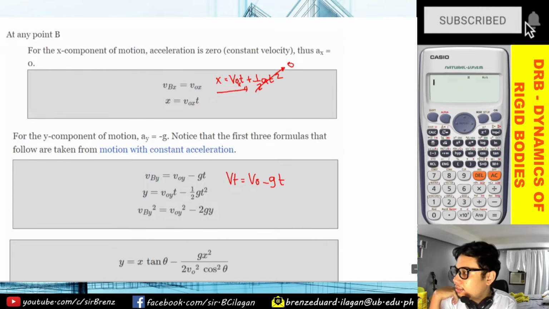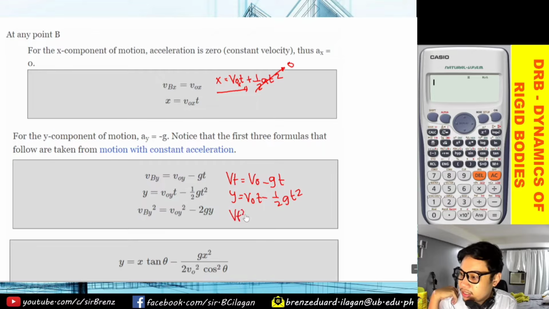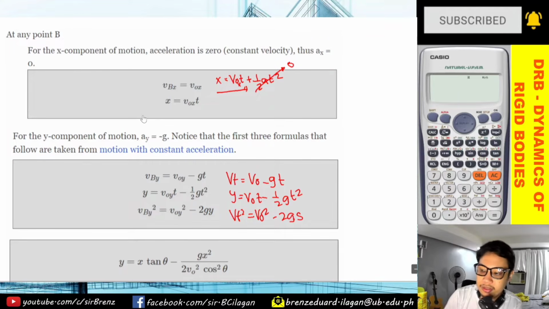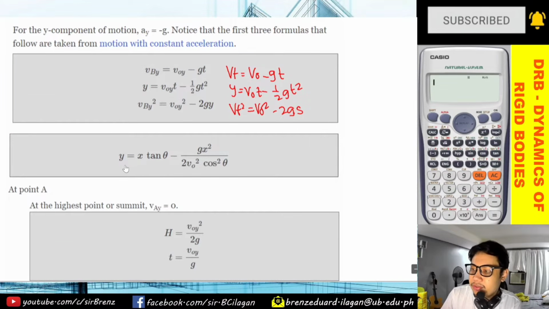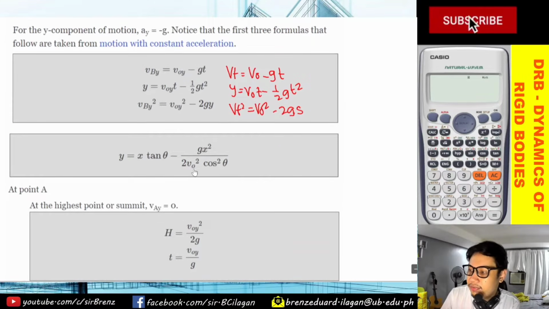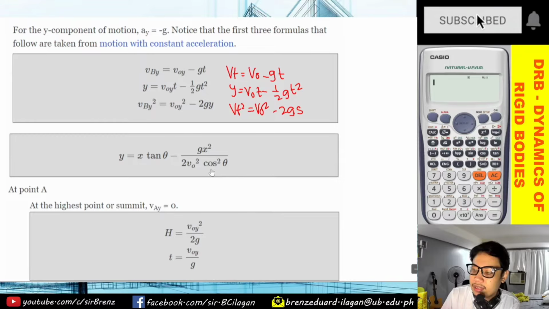And then ito, y is equals to v sub o t minus 1/2 g t squared. And then final velocity squared is equals to v o squared minus 2 g s. Ayan. So magkamukha lang, di ba? Actually, ito na rin naman talaga yon. So binase lang natin sa figure. Okay, next. So y is equals to x tangent theta minus g x squared over 2 v o squared cosine squared theta. So guys, ito yung derived formula na sinasabi ko. So saan ba natin ito nakuha?